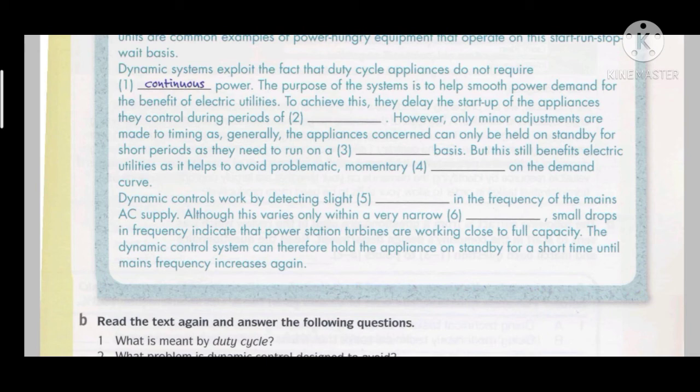So dynamic controls work by detecting slight fluctuations in the frequency of the mains AC supply. Although this varies only within a very narrow range, that was the only word left. Small drops in frequency indicate that power station turbines are working close to full capacity. The dynamic control system can therefore hold the appliance on standby for a short time until mains frequency increases again.